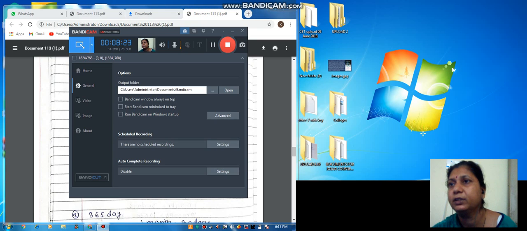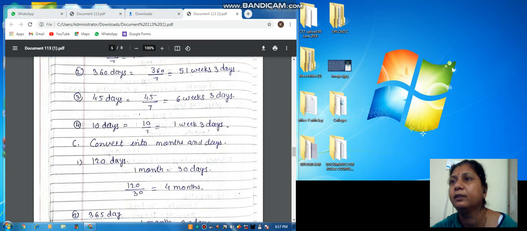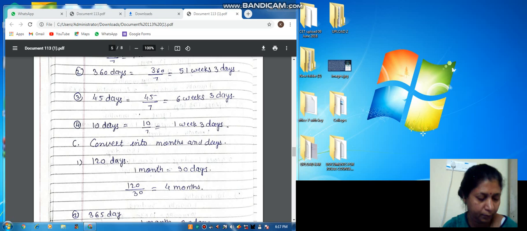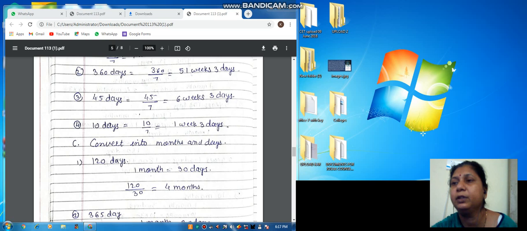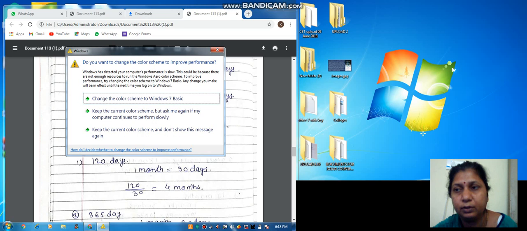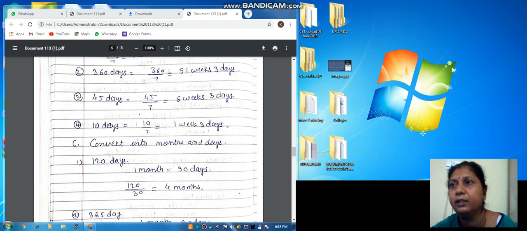See, convert into months and days. So we have first converted into days, then we have converted into weeks. Now we have to convert into months. So you have to know that 1 month is equal to how many days? 30 days, right? So 120 days are given. So we have to convert into months. So 1 month is equal to 30 days, right? So 120 divided by 30 we get 4 months.